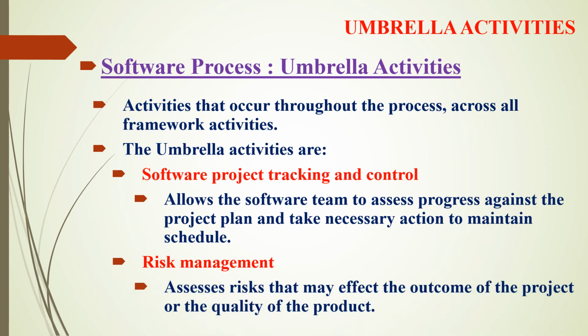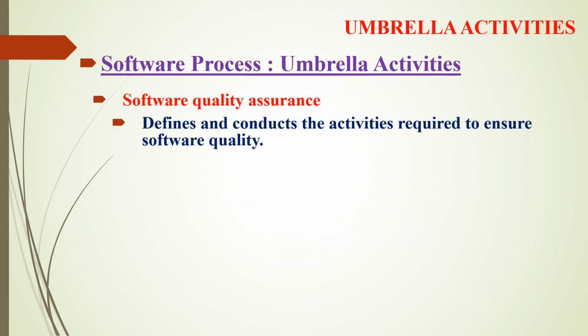Number two, risk management. Again the project team assesses risks that may affect the outcome of the project or the quality of the project. Of course, we will study in detail about risk management in the 5th unit. As far as this point is considered, just to know what are the risks that may affect the software, you have to assess all the risks. So this also must be applicable in all the framework activities. Number three, software quality assurance. Of course, whenever we are talking about software development, it is always associated with quality. So it defines and conducts the activities required to ensure software quality.